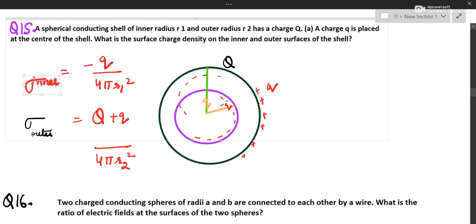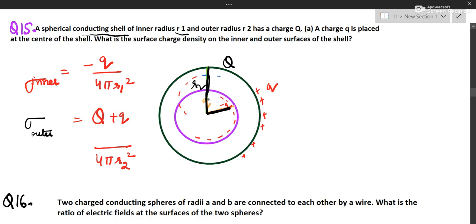In question number 15, a spherical conducting shell of inner radius R1, you can see, this is inner radius R1, and this is outer radius R2. They are saying it has a charge capital Q. So this capital Q is outside. You can see I've written here, this is capital Q.